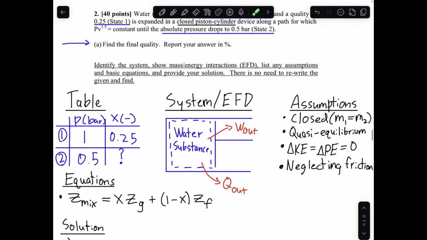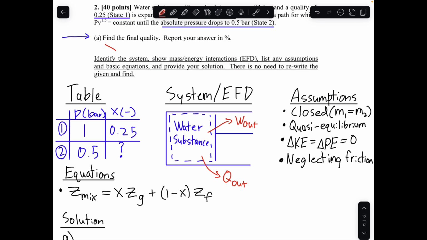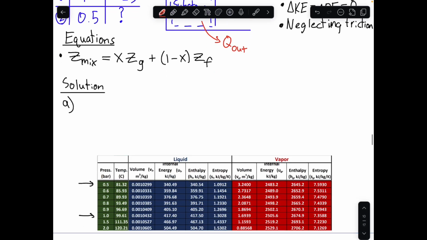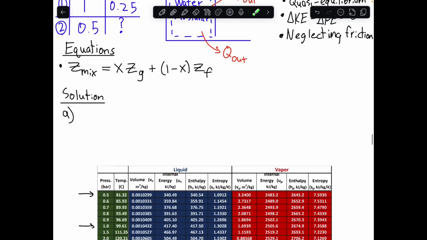So I'm just going to write that down real quick. If we want x2, all we need to do is find Z mix at state 2. But then the next question is, what value should we use for Z? We have some different options. We can really use any of these values for our Z, any of these properties.